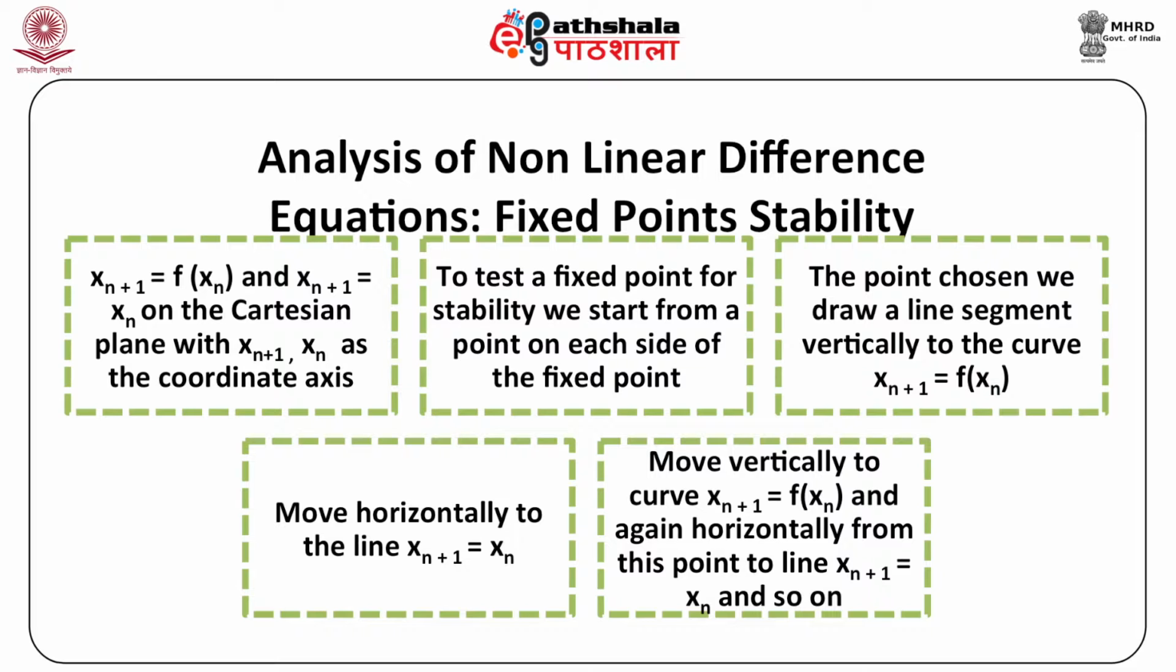To test a fixed point for stability, we start from a point on each side of the fixed point. In case there is more than one fixed point, we pick the point between the fixed point in test and the next nearest one. From the point chosen, we draw a line segment vertically to the curve x_{n+1} = f(x_n). From the point where it intersects the curve, we move horizontally to the line x_{n+1} = x_n. From this point again, we move vertically to the curve, and again horizontally to the line x_{n+1} = x_n, and so on.